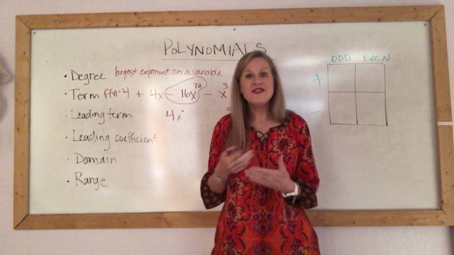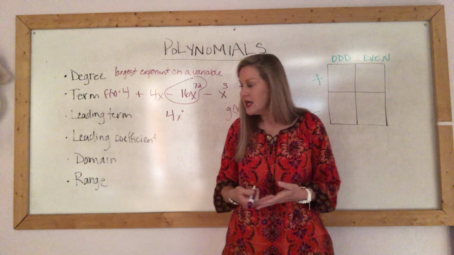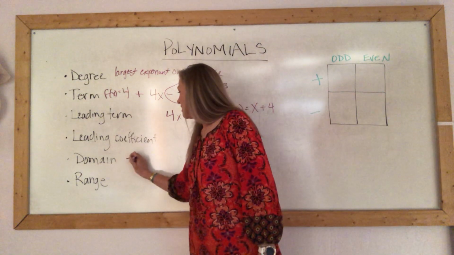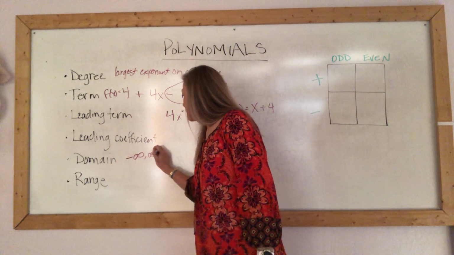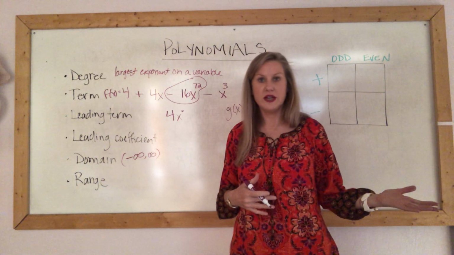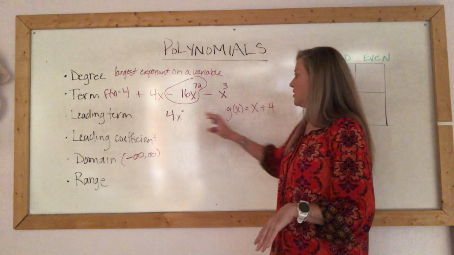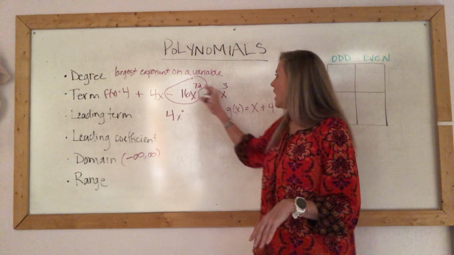So by definition, one of the things that makes a polynomial is the domain will always be all real numbers. Negative infinity to positive infinity. Always. No matter what. I don't care what the degree is. I don't care if it's a 0 or a 1.